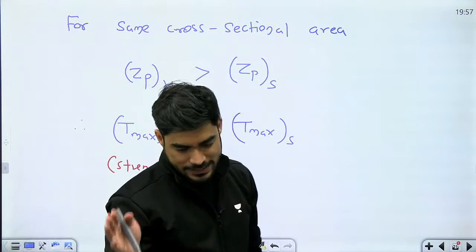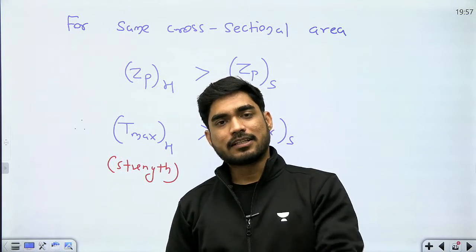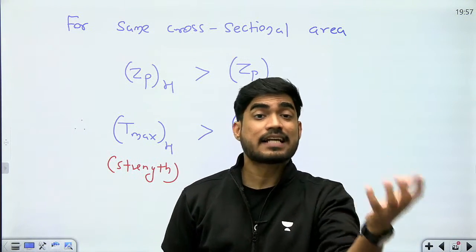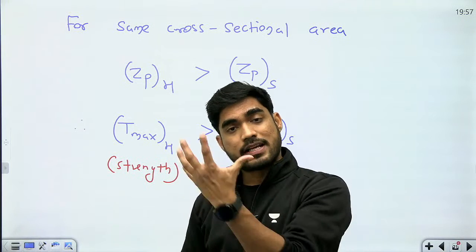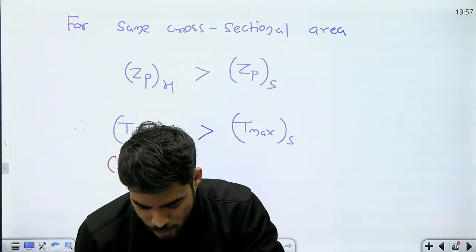If the cross sectional area of a hollow shaft and a solid shaft is same, then the hollow shaft will be stronger than solid shaft. It will be able to resist more torque compared to solid shaft. Is this clear to everyone?